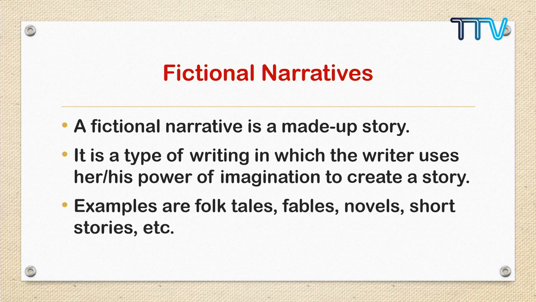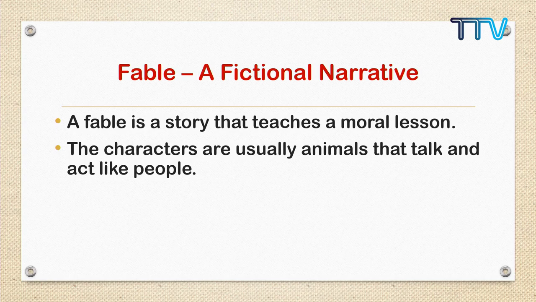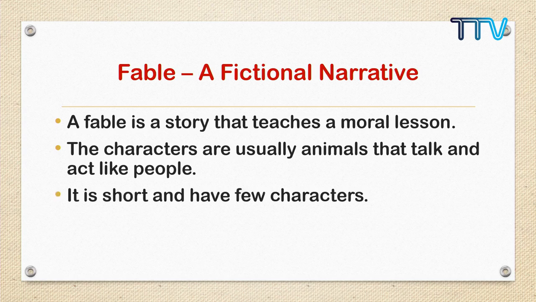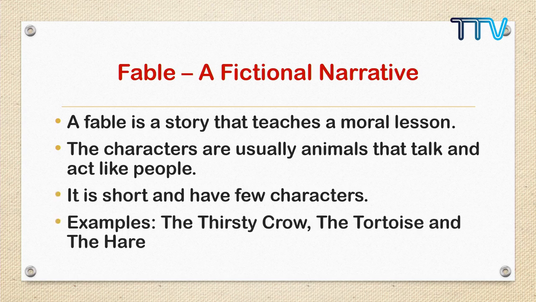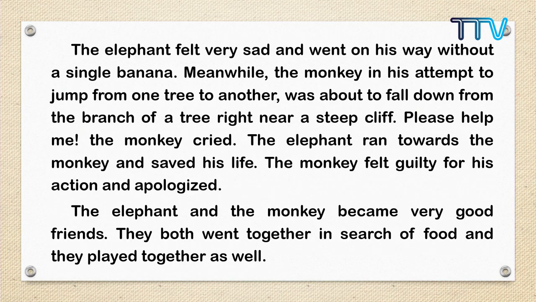So folk tales, fables, novels, these are all examples. A fable is where you have animals as the characters and there's a moral hidden, a moral lesson. In fables we have few characters. Examples of fables, the thirsty crow, I'll quickly go through. This was one example of a fable that I discussed with you, a story written by my daughter in Tibetan, which I translated into English.